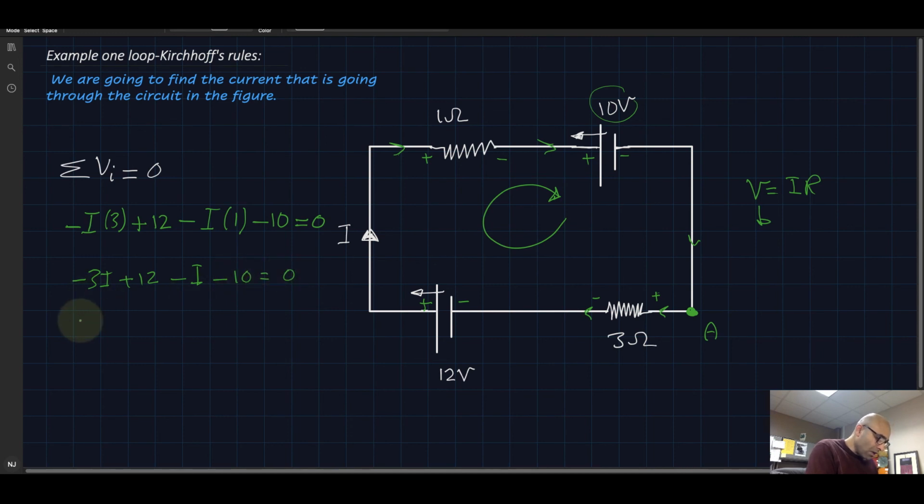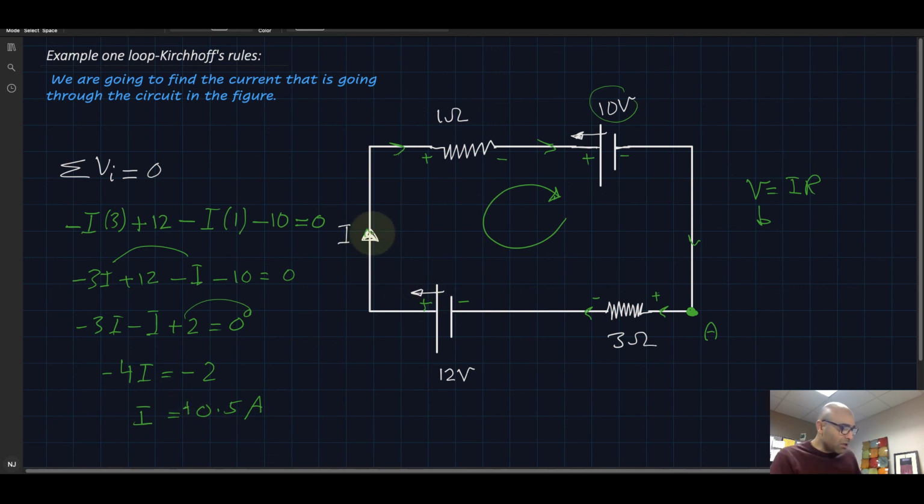Then minus 3I minus 1I, I'm just adding these two. Plus 12 minus 10 is plus 2, and that should be equal to 0. Then minus 4I is equal to minus 2. I took the 2 to the other side and it becomes minus. Then I should be equal to 0.5 amps. Since it's positive, my assumption of the direction is correct. And that is it for this one.